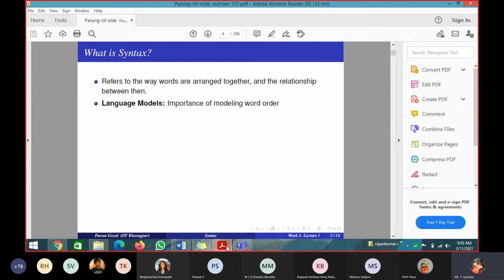What have we learned in language modeling? What is the main objective of a language model? What is the main objective of POS tagging? To give a unique tag to each word. Okay. What is the main objective of morphology?